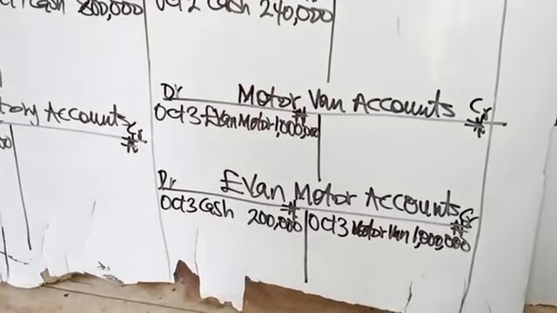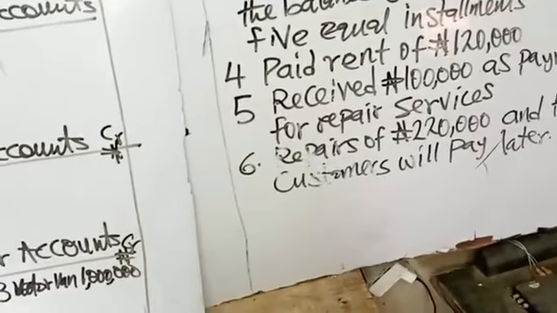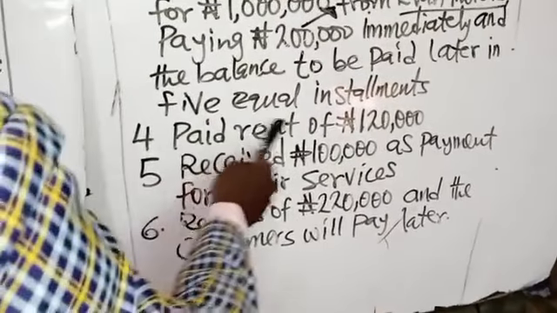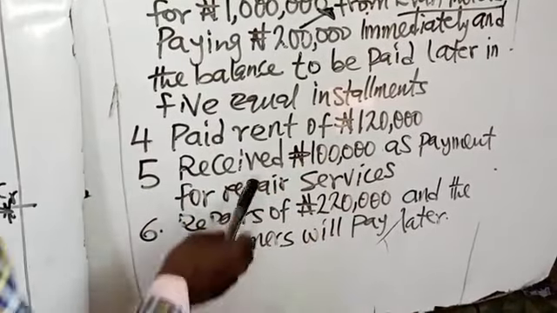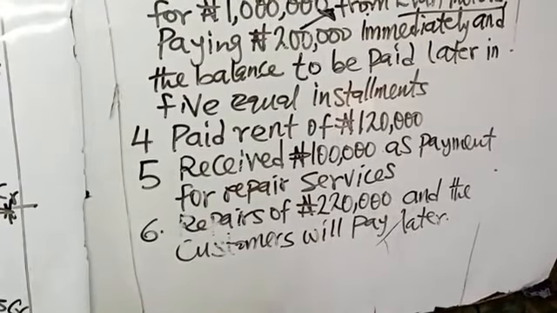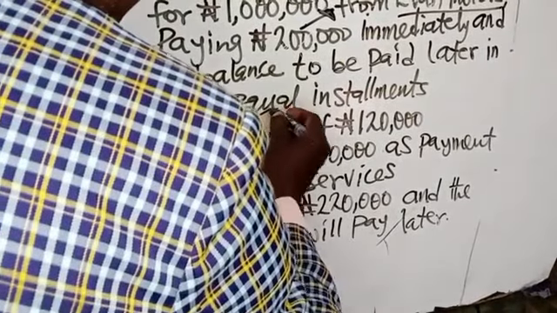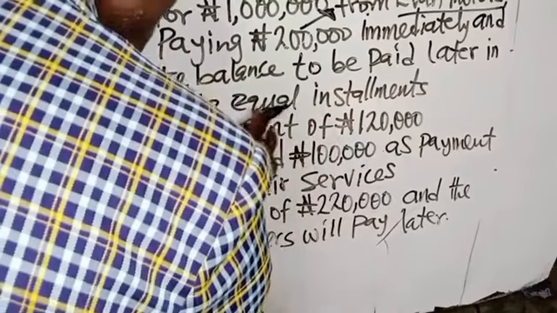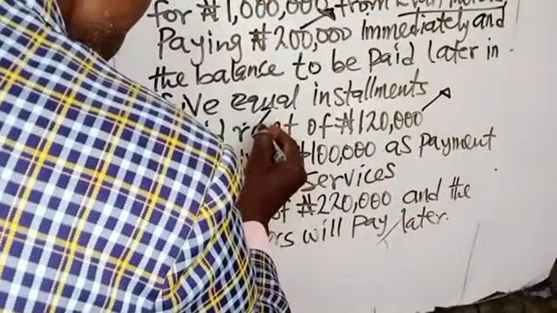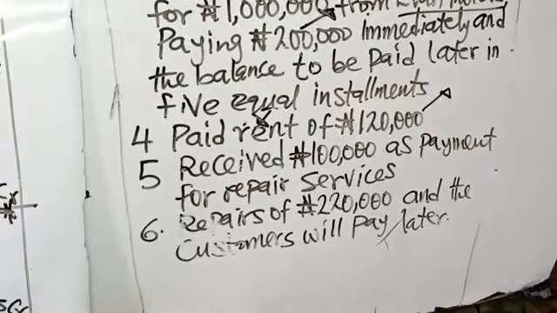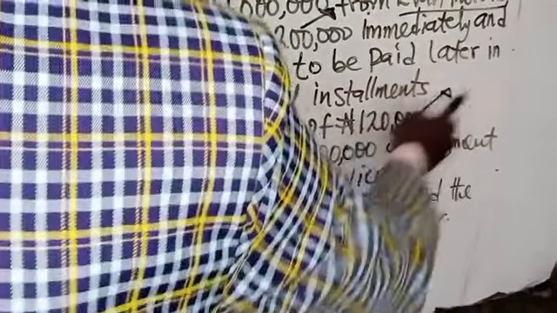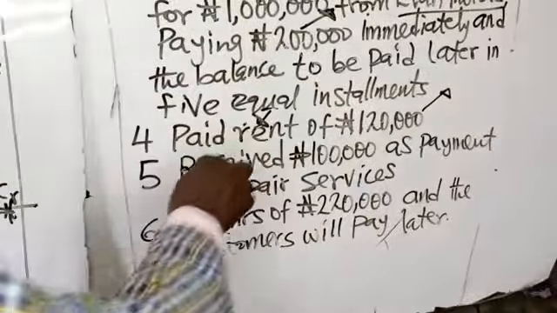Then back to the question. On the 4th of October, you paid rent of 120,000 naira. So that means cash is going out of the entity. Then you are paying for rent. This affects both the rent account and cash account. Since cash is going out, cash is the giver. You credit cash account and you debit rent account.